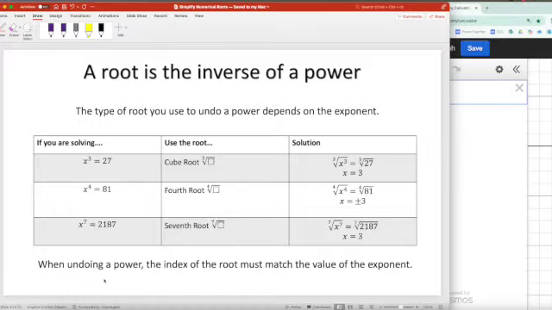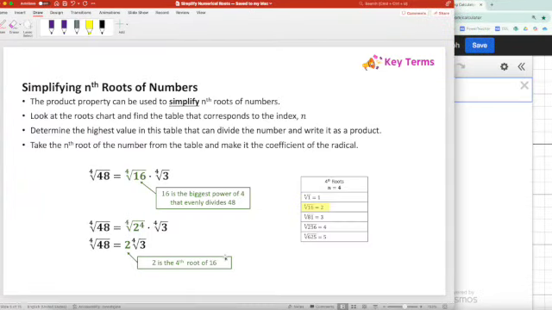So a main idea here is that when you're undoing a power, the index of the root must match the value of the exponent. That's the only way it's going to be an inverse operation. Okay, so now let's talk about simplifying nth roots of numbers.